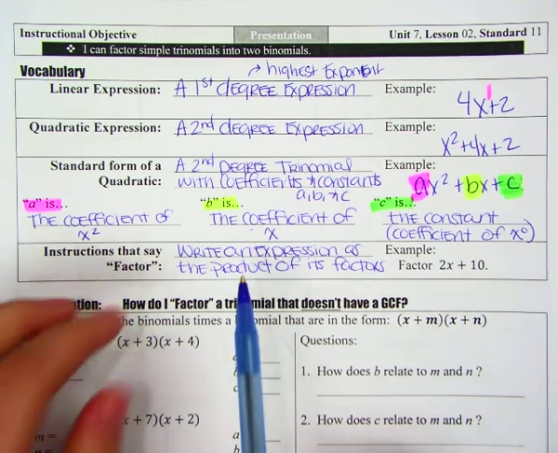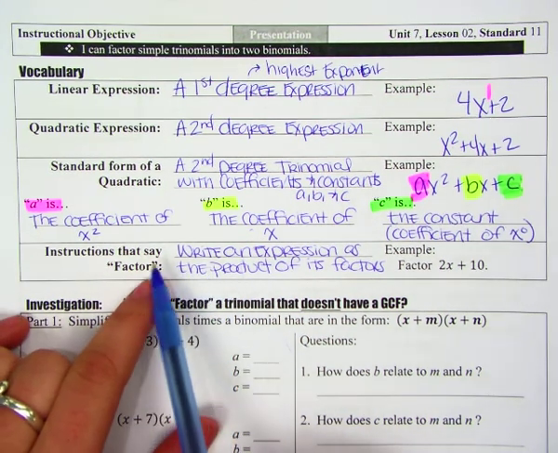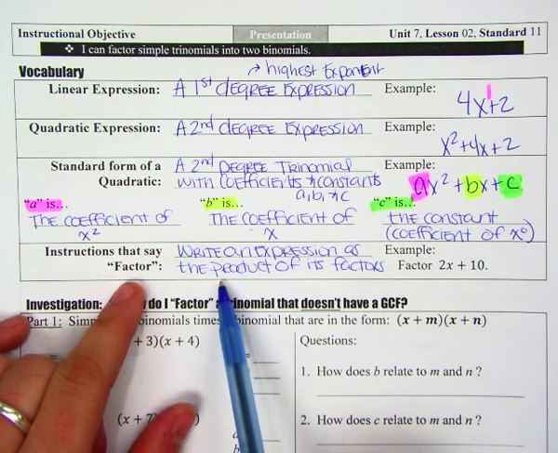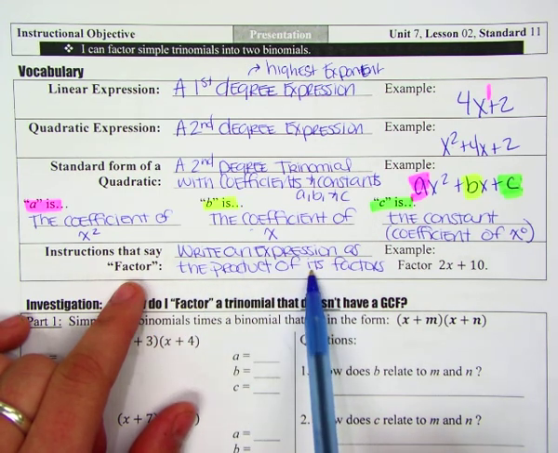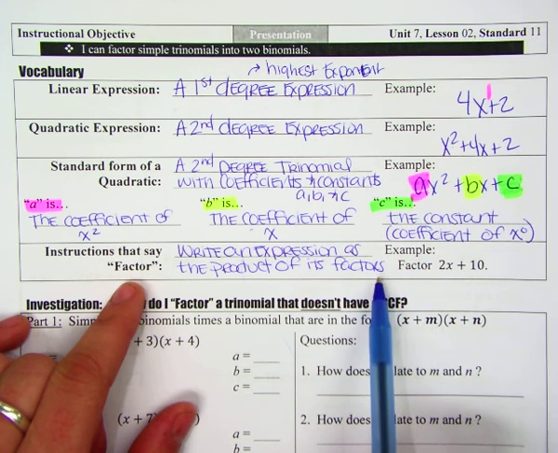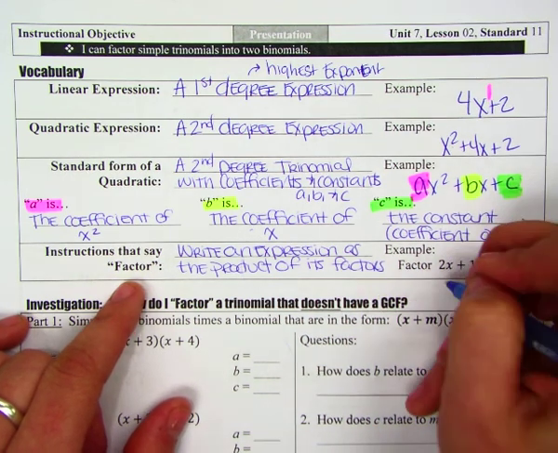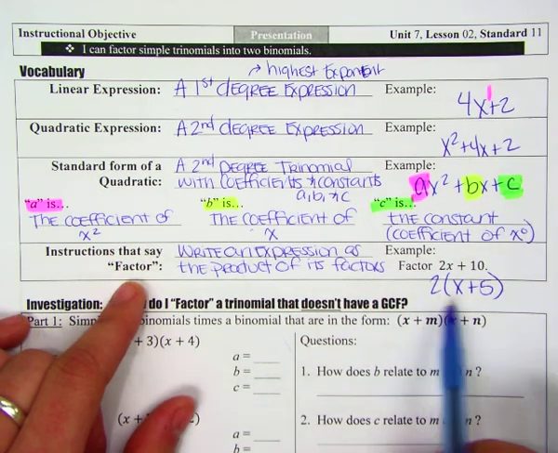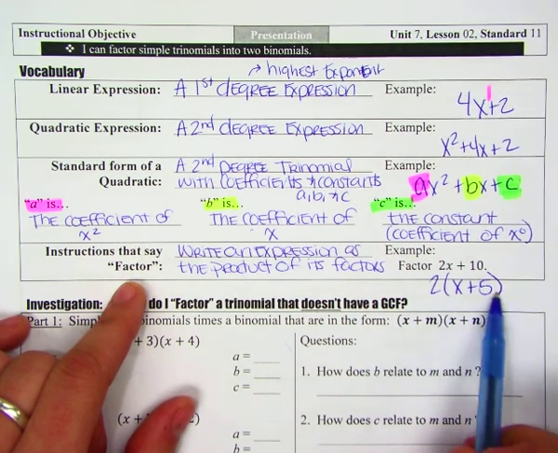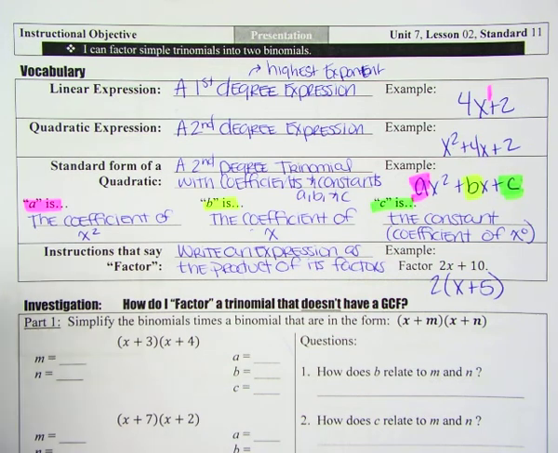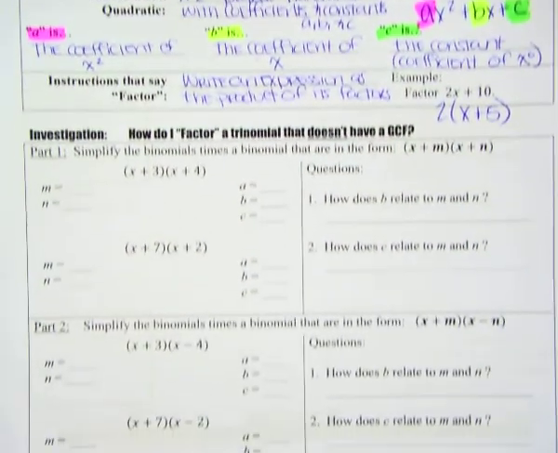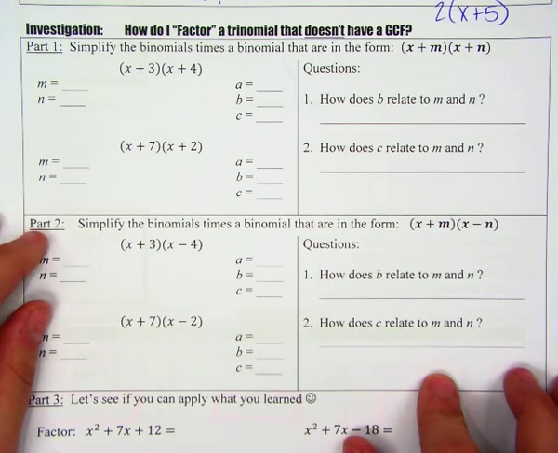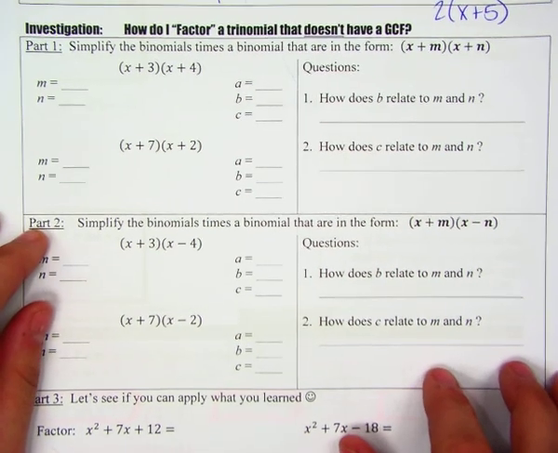And one more thing is that if the instructions say factor, what that means is to write an expression that's a product of its factors. So for example, if I was asked to factor 2x plus 10, we'd factor out the GCF, but then we'd also write what's left: 2 times x plus 5. So looking at what this means, how do I factor a trinomial that doesn't have a GCF?